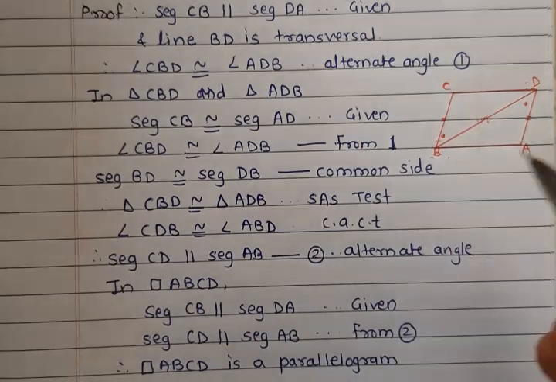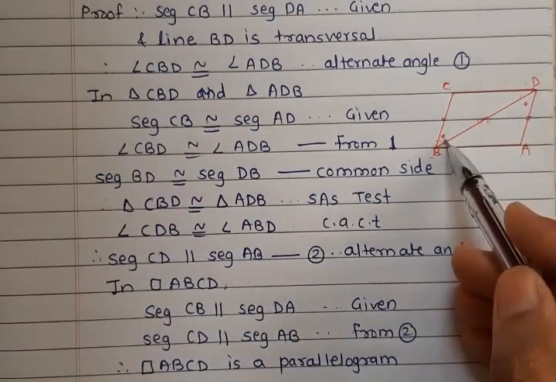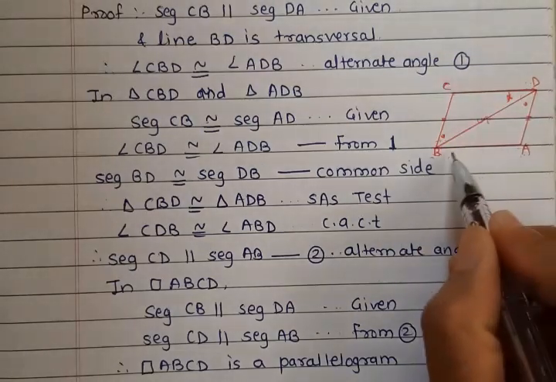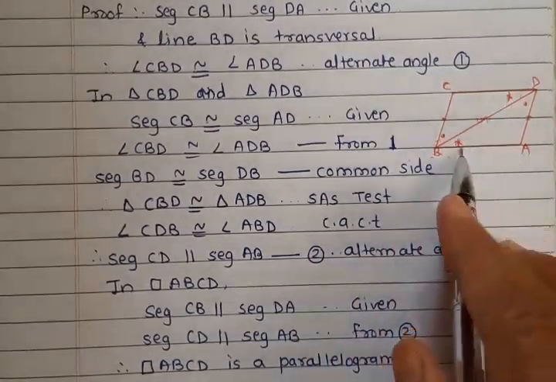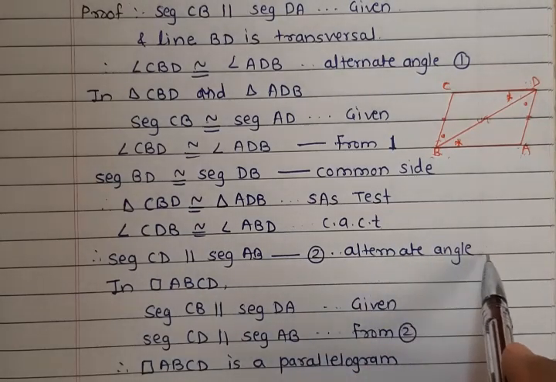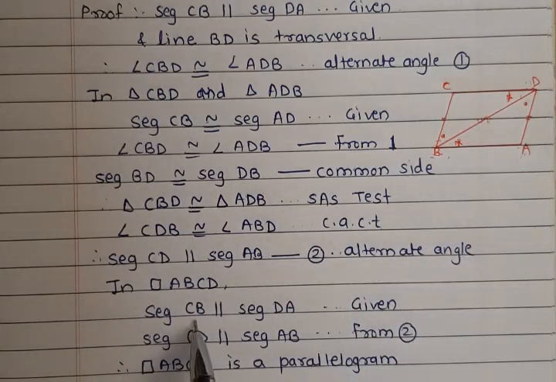Therefore, angle CDB is congruent to angle ABD, corresponding angles of congruent triangles. But these are the alternate angles. So we can say that segment CD is parallel to segment AB, by using the alternate angle test. Therefore, in quadrilateral ABCD, segment CB is parallel to segment DA, it is given, and segment CD is parallel to segment AB, that is from 2. So as per the definition, quadrilateral ABCD is a parallelogram. Okay.